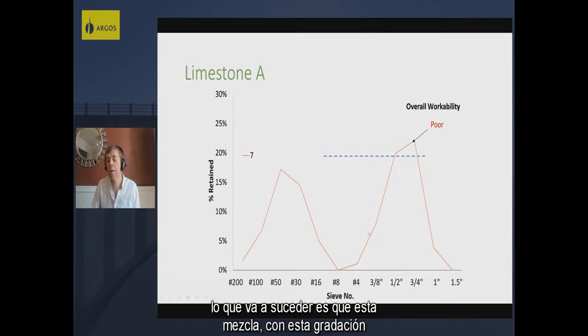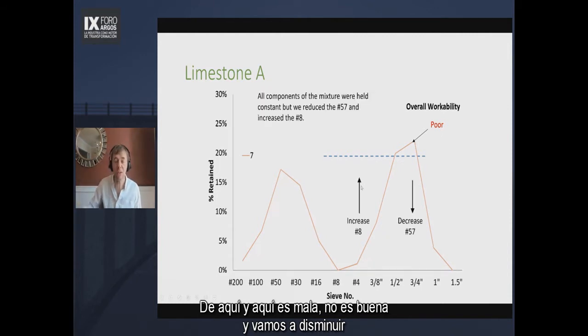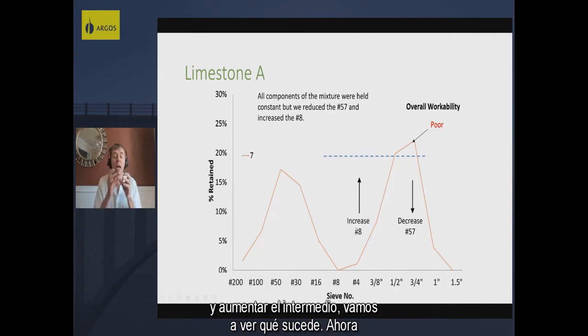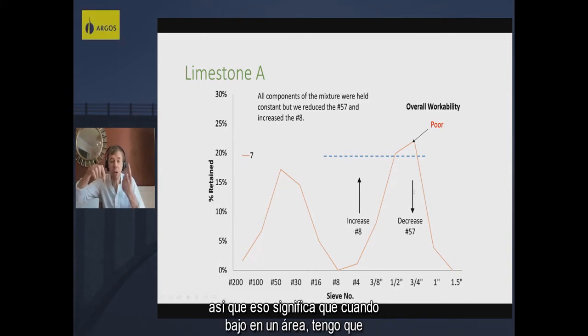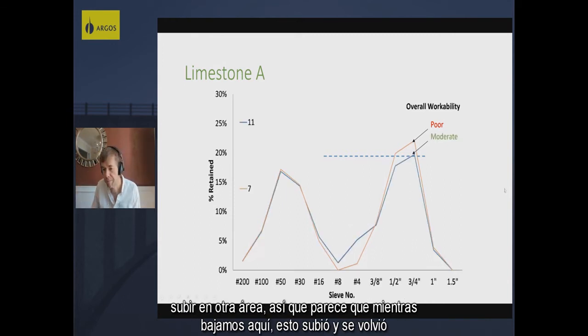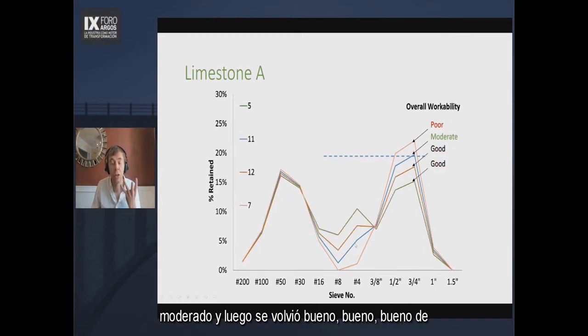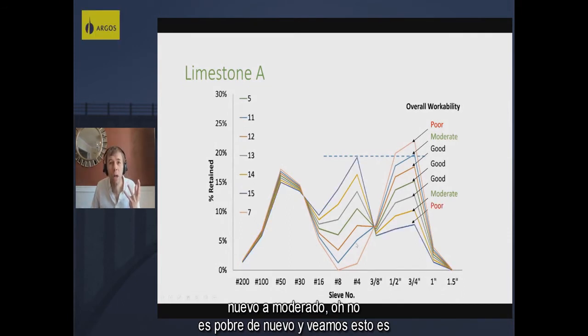And now what's going to happen is this mixture, this gradation here and here is poor, not good. And we're going to decrease this aggregate and increase this aggregate, decrease the coarse and increase the intermediate. And we're going to see what happens. Now, in this curve, everything has to total to 100%. So that means when I go down in one area, I have to go up in another area. So let's look. As we go down here, this went up and it got moderate. And then it got good, good, good, back to moderate. Oh no, it's poor again.